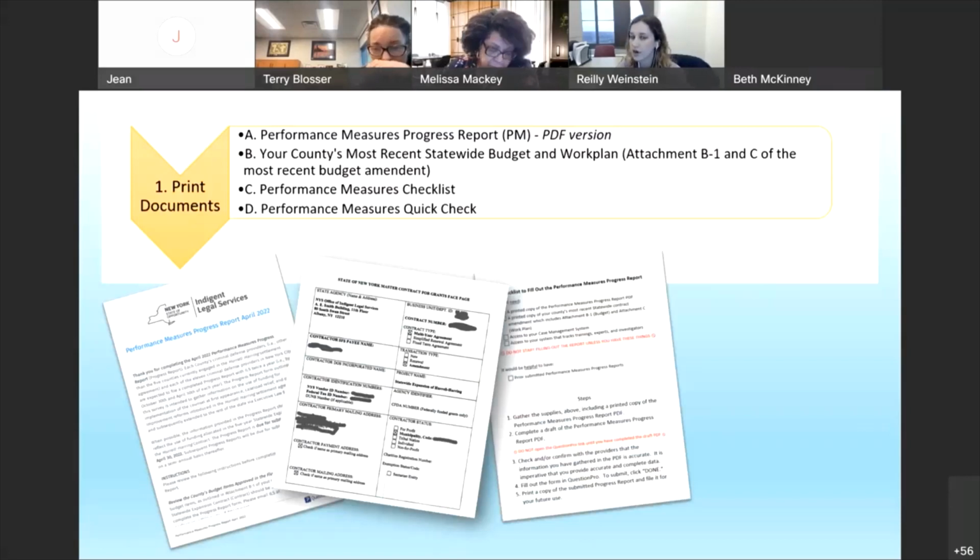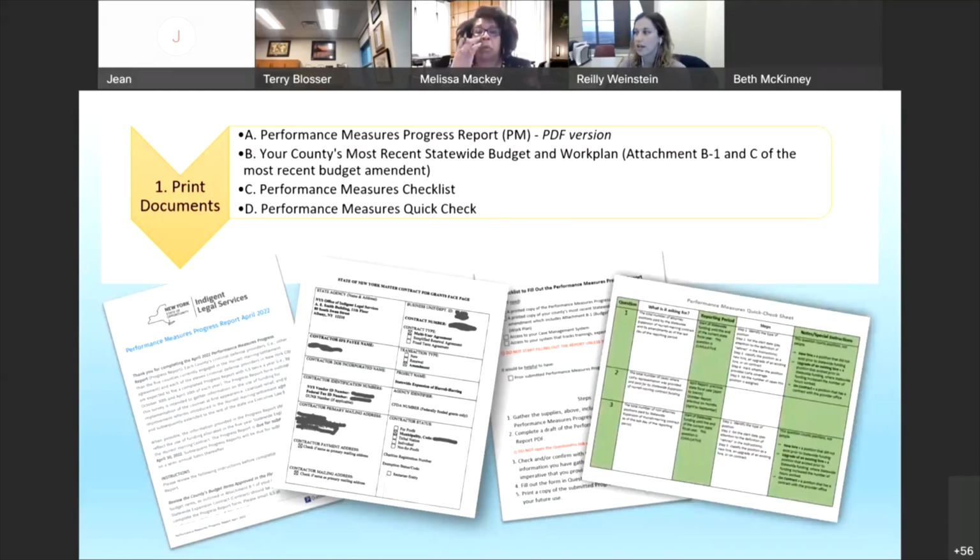These next 2 documents are new. They were also sent out in the email reminder on Monday. Claire created this checklist for the performance measures, and it's exactly what it sounds like. It can be very useful to simply check off the boxes of the materials you have that you need for filling out the report, and also as a reminder for the steps that you can take. Then there is the performance measures quick check, also created by Claire. I find this document very useful and user-friendly. Claire will go into more detail on that later in the training.